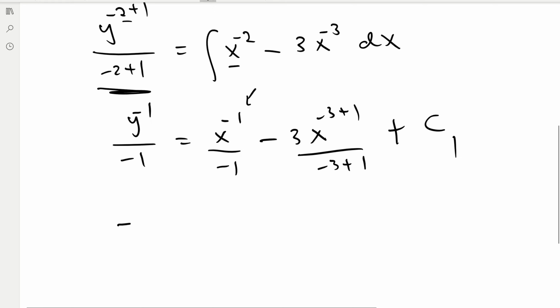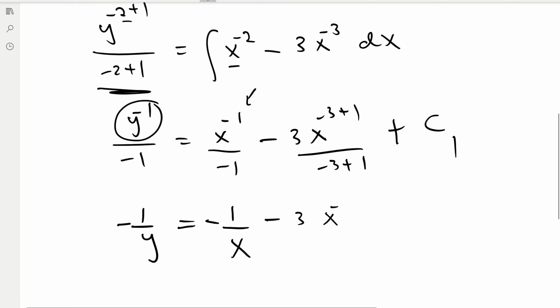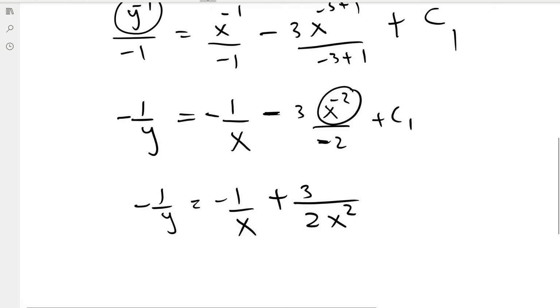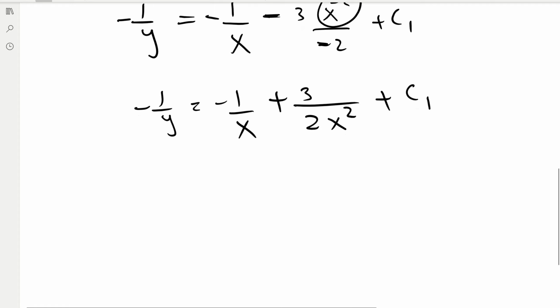So this is going to be minus 1 over y, because you can take y to the negative 1 to the denominator. Here it's going to be minus 1 over x. We can write x to the negative 1 in the denominator, so the power becomes positive. So here it's minus 3x to the minus 2 over minus 2, plus c1, with some simplification. So minus 1 over y equals minus 1 over x, plus, with this negative and this negative, 3 over 2. Let's take x to the negative 2 to the denominator, so it becomes x squared, a positive power. All right. Now this is the implicit solution.